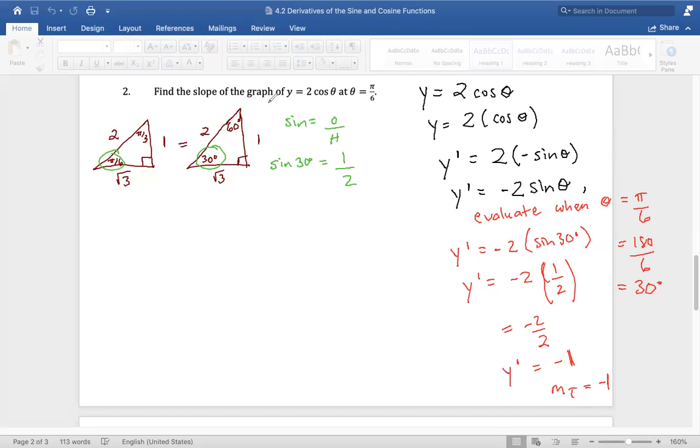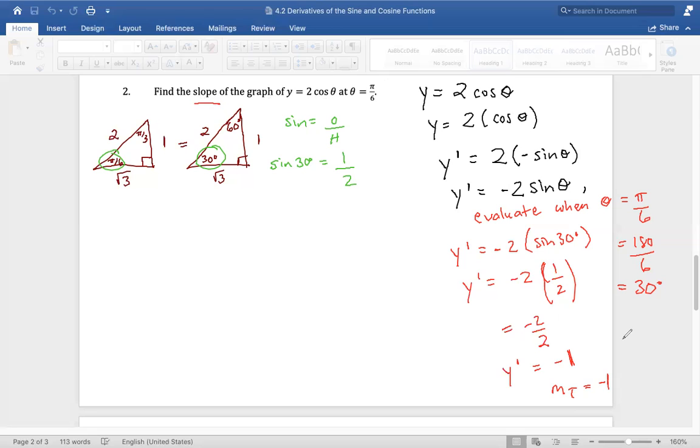So go back, what did the question ask me? Find the slope looking at this curve, y equals 2 cos of theta, at a value of theta equals 30 degrees or pi over 6. And so I did find the slope. Therefore, the slope is -1.